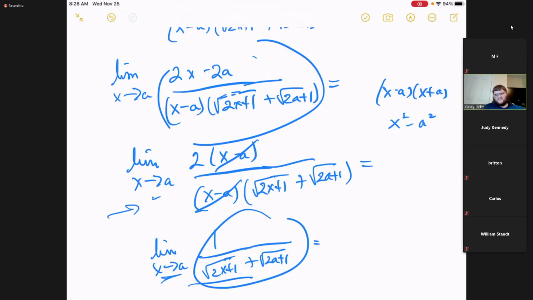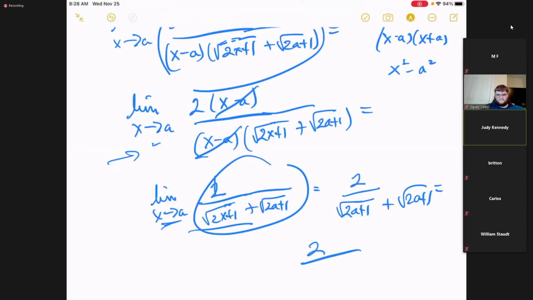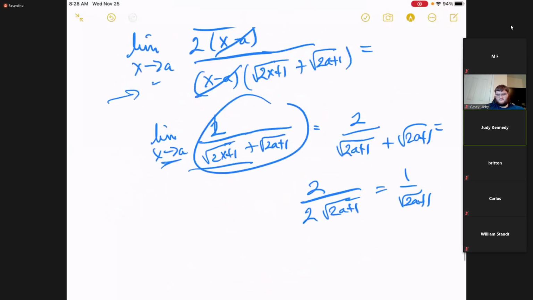Shouldn't the numerator be 2? Yes. Thank you. You keep me honest, Mr. Levy. Okay, so now I can plug in the a for x. So it's 2 over 2. Okay, so we got that f prime of a is 1 over the square root of 2a plus, oh gosh, okay.